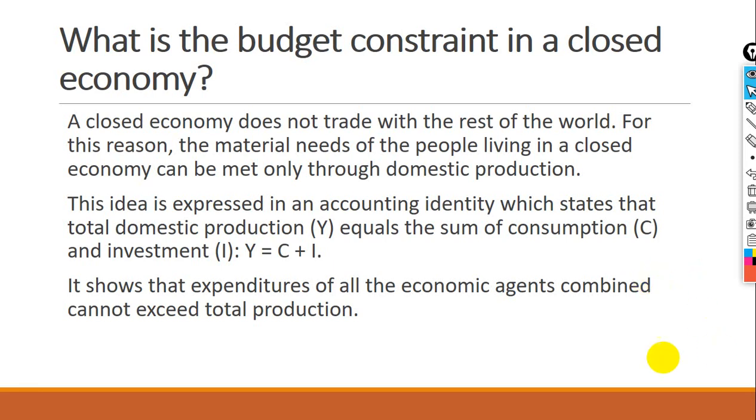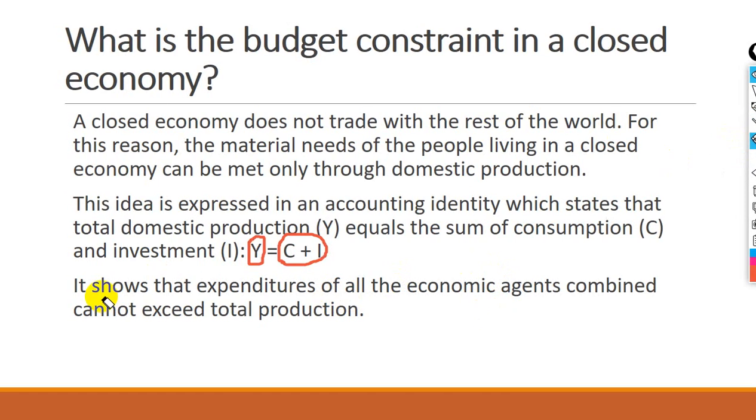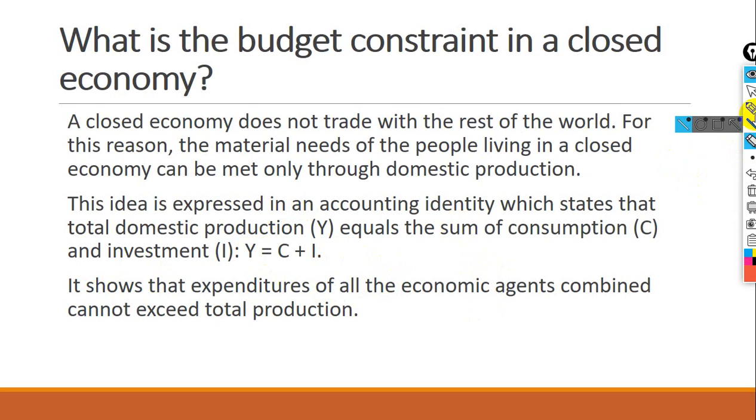So in this case, the accounting identity of this country, or the budget constraint of this country, is going to be represented as Y, which is total production, equals C plus I, consumption plus investment, which is the use of resources. This means that expenditure of the economic agents couldn't exceed the total production. So this is the budget constraint in case of a closed economy.